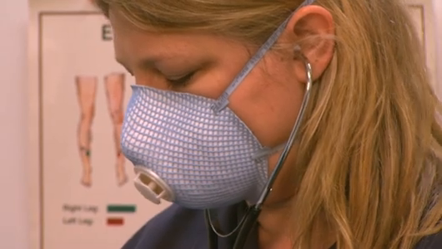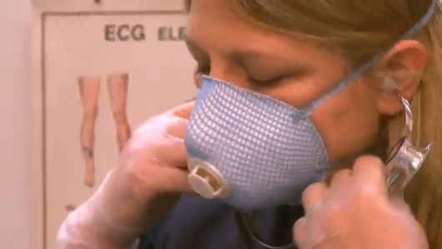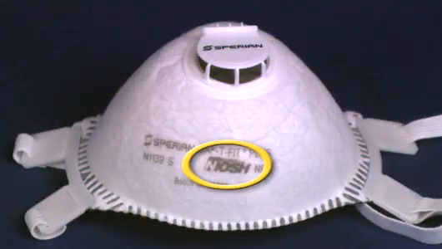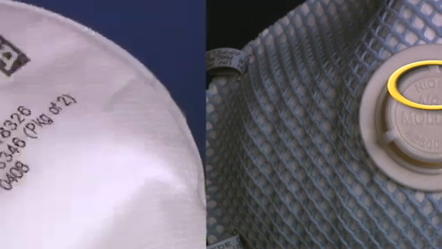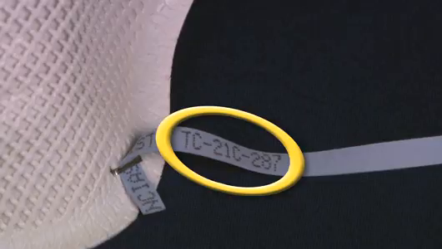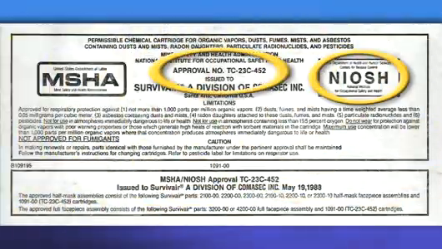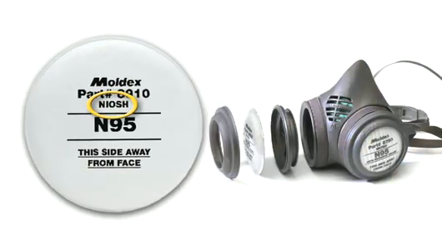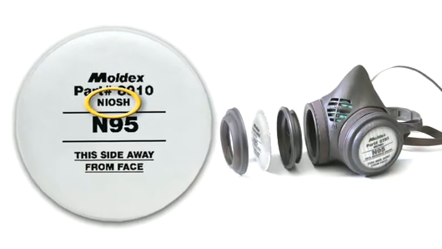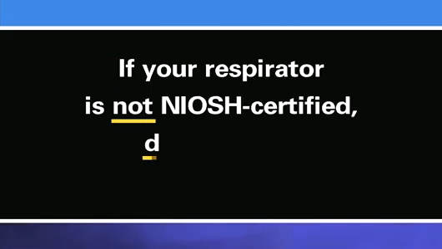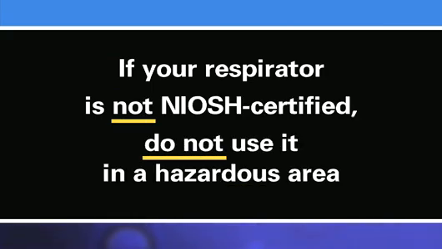When respiratory protection is needed, OSHA requires employers to provide NIOSH-certified respirators to their workers. To see if your respirator is NIOSH certified, look for the NIOSH logo, as well as the Test and Certification Approval Number, or TC number. These can be found on the respirator's package or user instruction insert, and sometimes they appear directly on respirator components, such as the respirator filter or cartridge. If your respirator is not NIOSH certified, do not use it in a hazardous area.